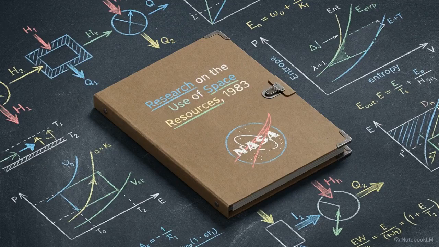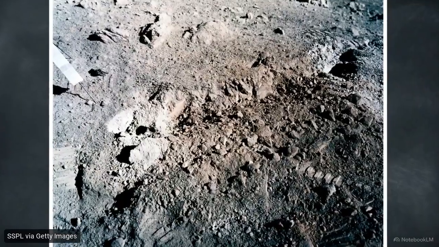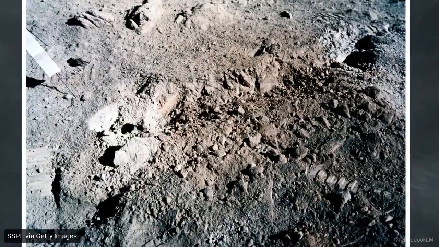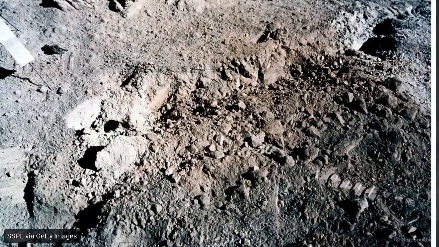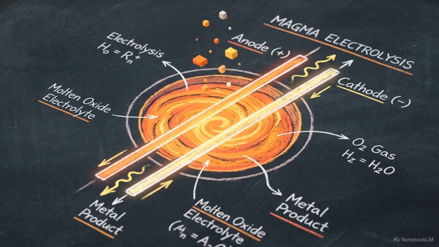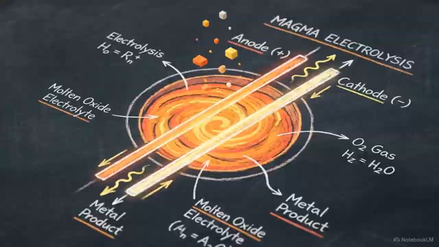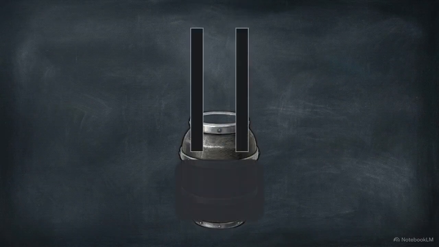The thermodynamic pathways for achieving this were heavily detailed in a 1983 NASA technical report focused on the reduction of lunar silicates. The starting material is the lunar regolith itself, composed largely of heavily oxidized basalts. The first viable methodology to separate these oxides is magma electrolysis. This diagrams a magma electrolysis cell.